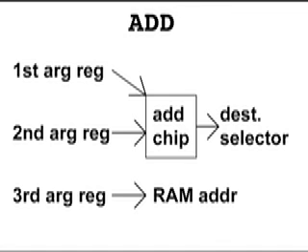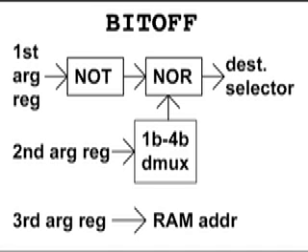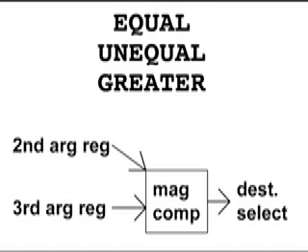The add command uses a 4-bit full adder to add two given numbers. The computer has three bitwise commands. Bit on sets a single bit in a nibble to a 1, bit off sets a bit to 0, and bit get retrieves a bit. The comparison commands equal, unequal, and greater use the magnitude comparator chip.